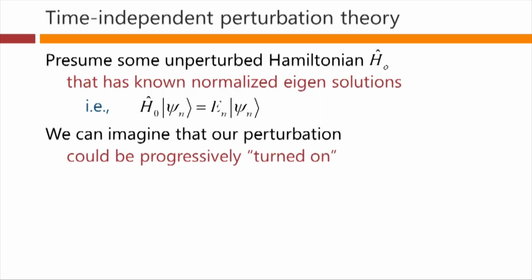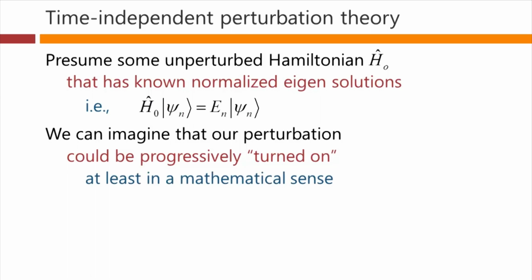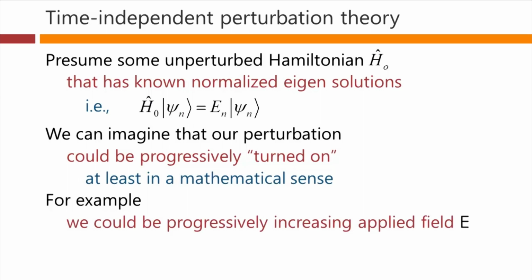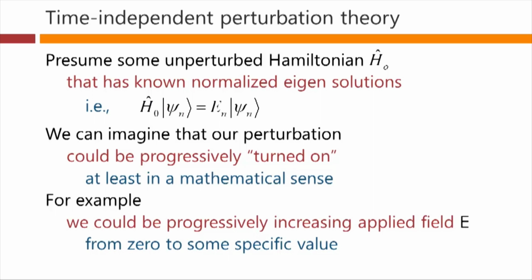Now, we imagine that our perturbation could somehow be progressively turned on. This isn't in a time-dependent sense, it's really in a mathematical sense, that we could progressively make our perturbation stronger and stronger mathematically. And, for example, we might be imagining that we are progressively increasing some applied field or voltage on some structure. And we would imagine increasing it from 0 to some specific value.